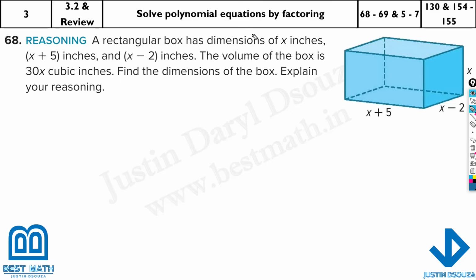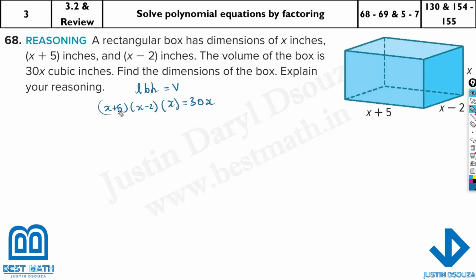Now, what is the volume exactly? It's all the three dimensions multiplied. It's length times width or breadth times height is equal to volume. What is the length? It's x plus 5 times x minus 2 is the breadth and the height is x. That is equal to 30x. Now you might be thinking, okay, I can cancel this x and this x out. Yes, you can, but then you should make sure that you have added x is equal to 0.